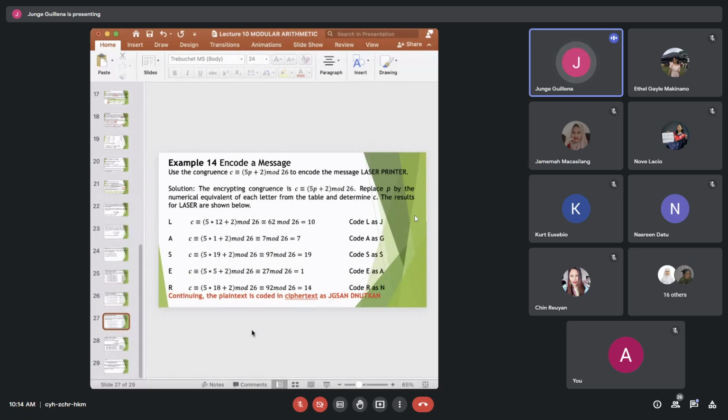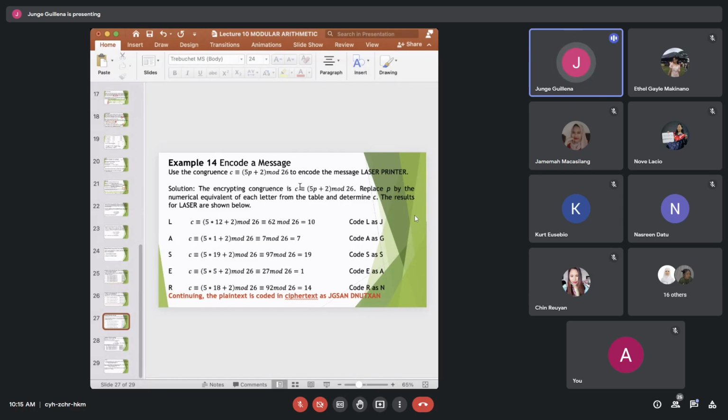Example 14. Encode a message. When we say encode a message, that means you will convert plain text to ciphertext. Readable to non-readable message. Okay? So use the congruence C is equivalent to 5P plus 2 modulo 26 to encode the message, laser printer.